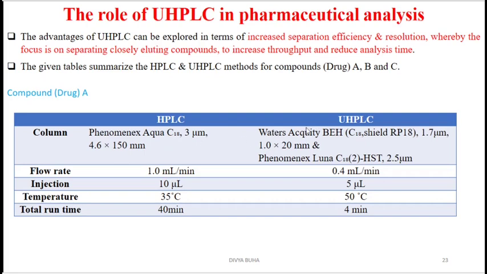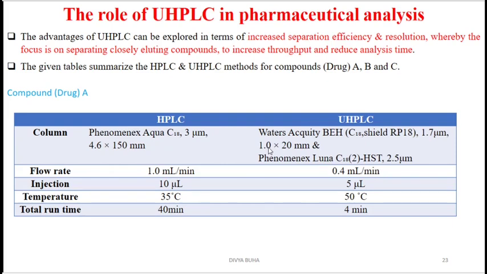So if we compare the parameters of both of these types of columns, then you can see that the particle size of the stationary phase in HPLC columns is more as compared to the UHPLC particle size, right? This we have already discussed in the previous lecture, that the particle size of the stationary phase, or you can say the column material, would be very less in UHPLC. And even the internal diameter of the column is lesser in UHPLC.